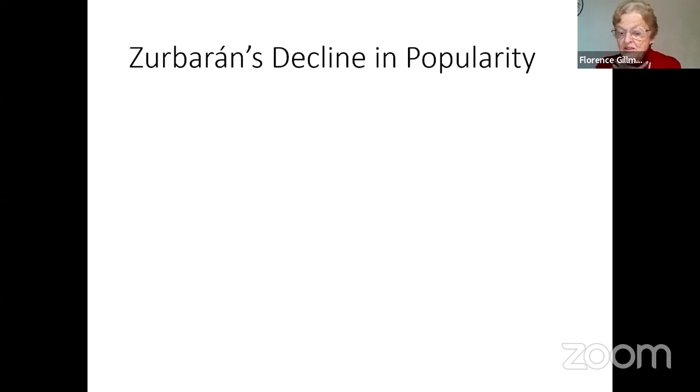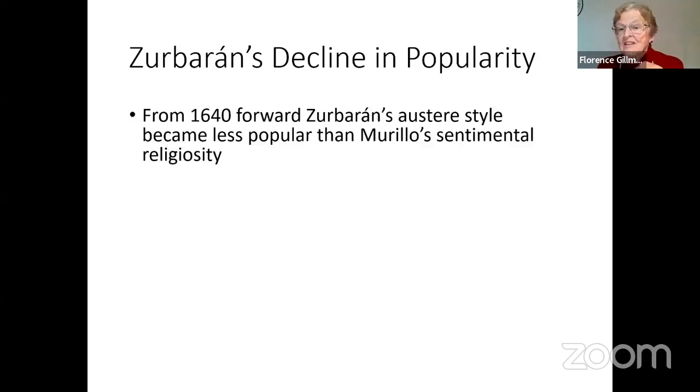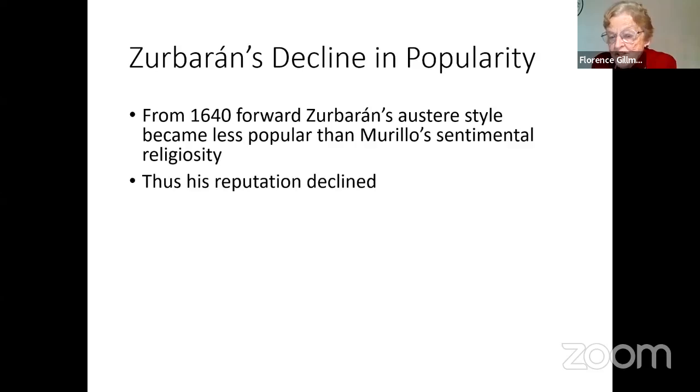Now, oh, I forgot to also put in here, before I go to Trent, that slide was out of place. I forgot to put in here the section of Zurbaran's decline in popularity in this century. So from 1640 forward, his austere style that we've been talking about was challenged by the famous Spanish painter Murillo. And Zurbaran's reputation declined. As you already noticed, his paintings of St. Francis are so similar. So he didn't achieve the same shift in style that Murillo's work reflects, which is much more sentimental.